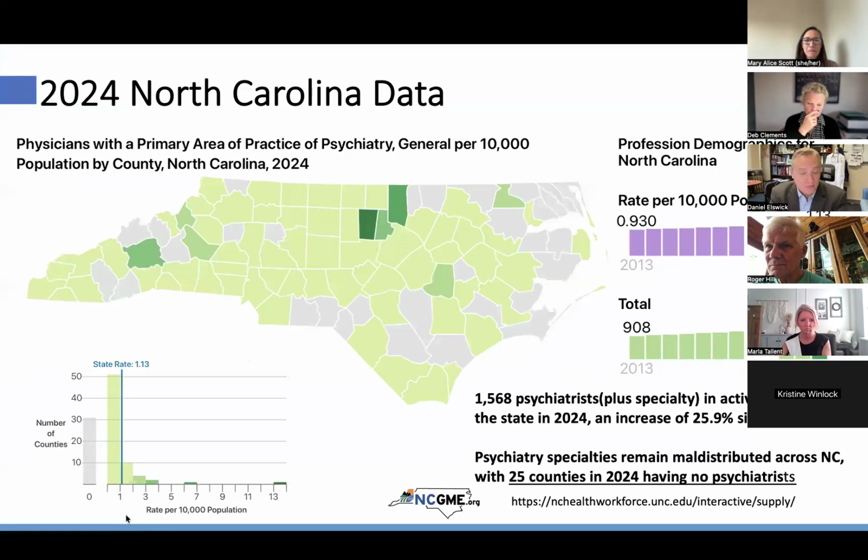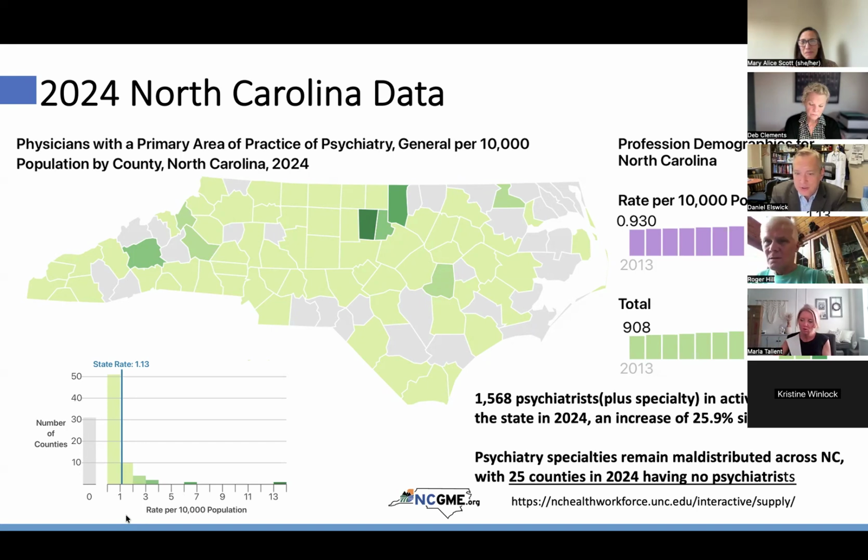So this is very recent data from the Sheps Center, just came out in the last month or so. This is North Carolina, and this is psychiatry, and how many psychiatrists are practicing. Outside of the Triangle, a little bit of Buncombe County, and even Mecklenburg County and the Charlotte metro, is the light green. So there's an issue throughout the entire state.